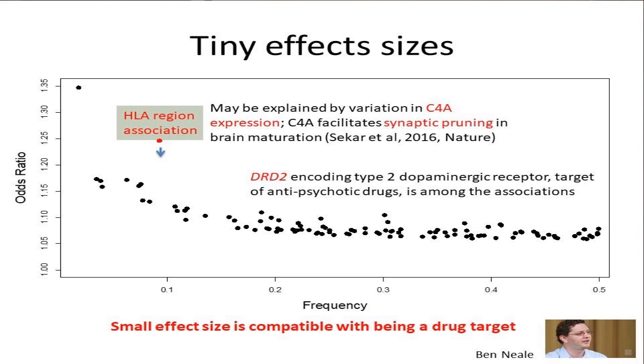And another implication is that a small effect size is compatible with the gene being a drug target. This is an example. There are also other examples, and this is because the genetic variation may be only changing the gene function by a very small amount. Whereas if you design a drug to target it, you can theoretically have an effect on the function of the gene by a much bigger amount than the natural genetic variation.